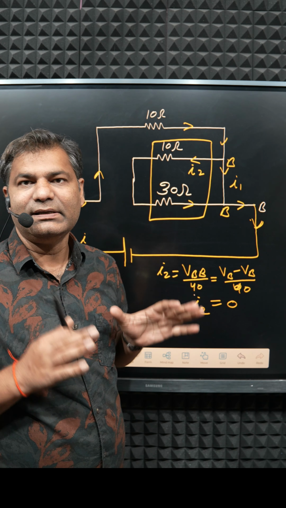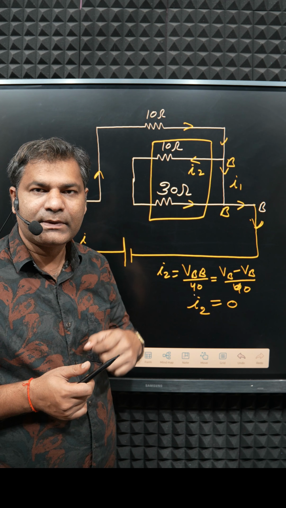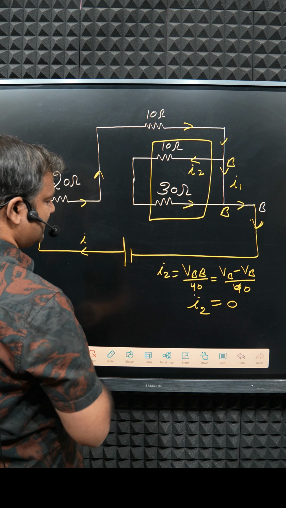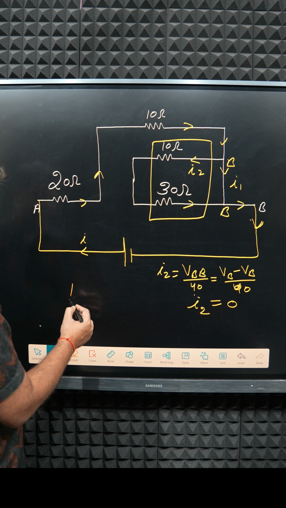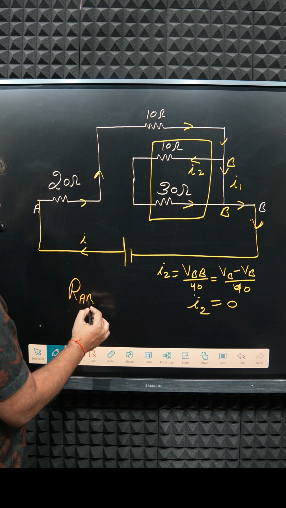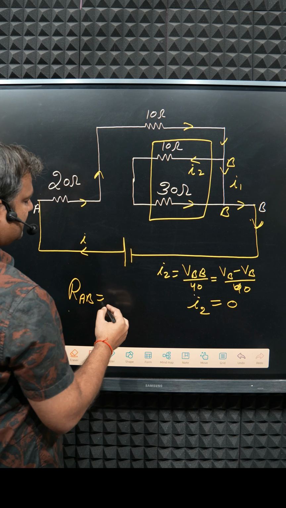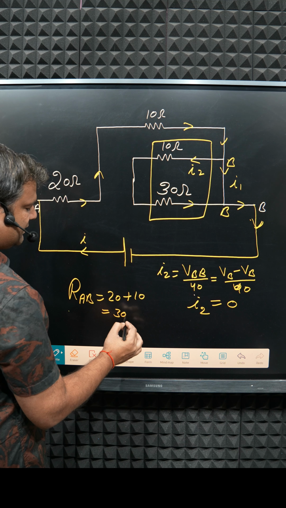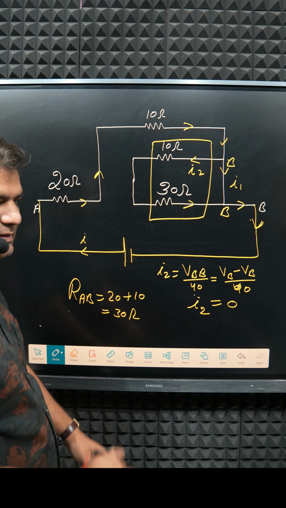Why? These two are basically dummy resistances, so you can remove them from the circuit. Then what about R of AB? R of AB is 20 plus 10, which equals 30 ohm. So 30 ohm is the right answer.